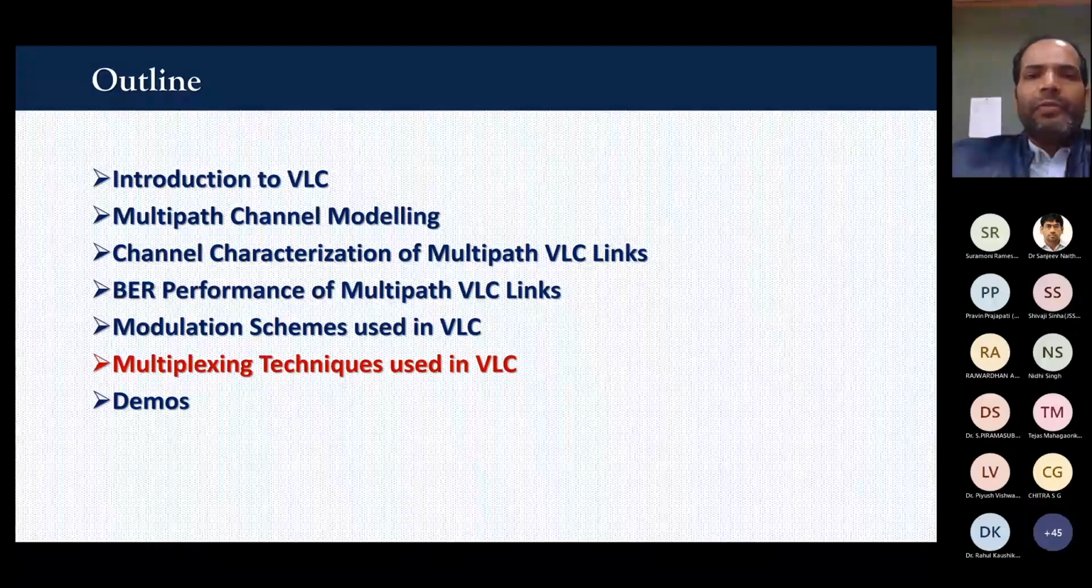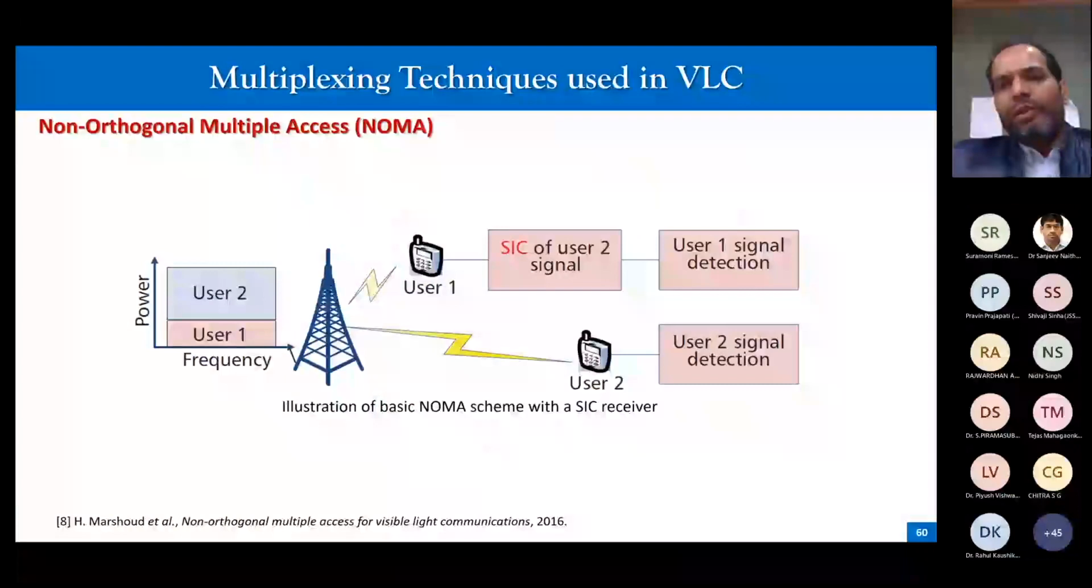Next, we move to the multiplexing techniques which are used in visible light communication, and the multiplexing technique that we are focusing on is non-orthogonal multiple access. And this is becoming a very powerful multiplexing technique even for other wireless communication systems.